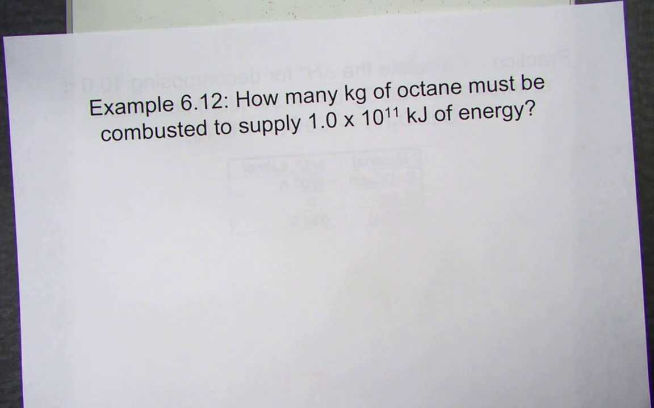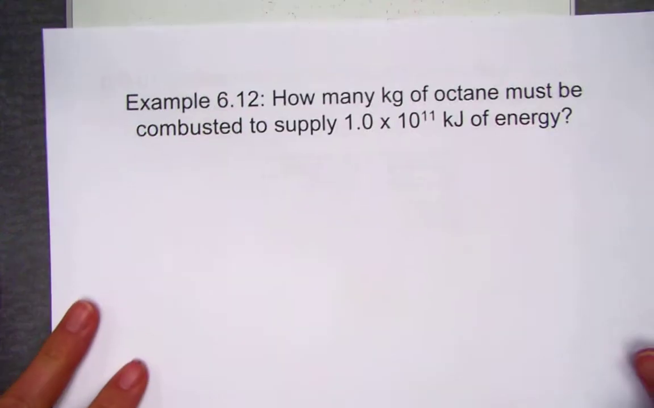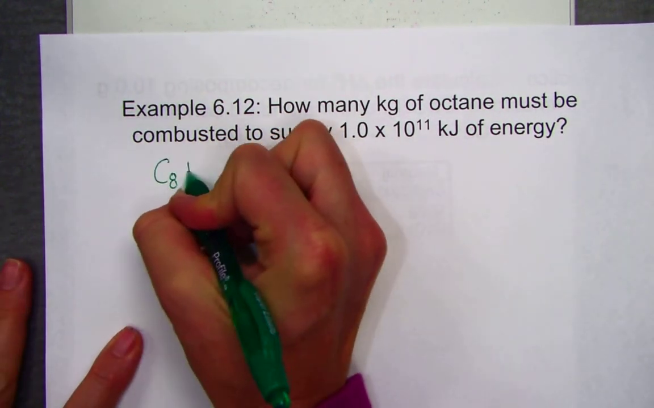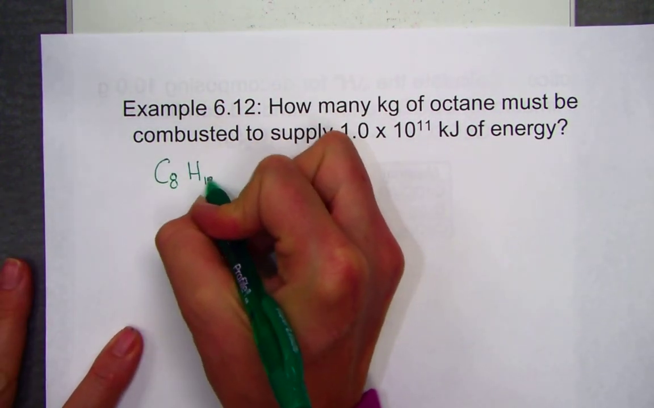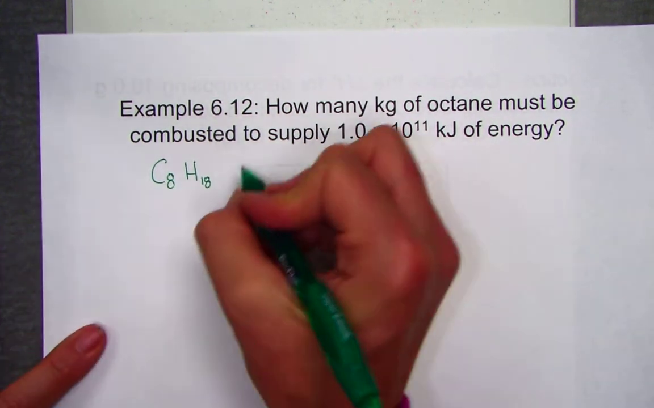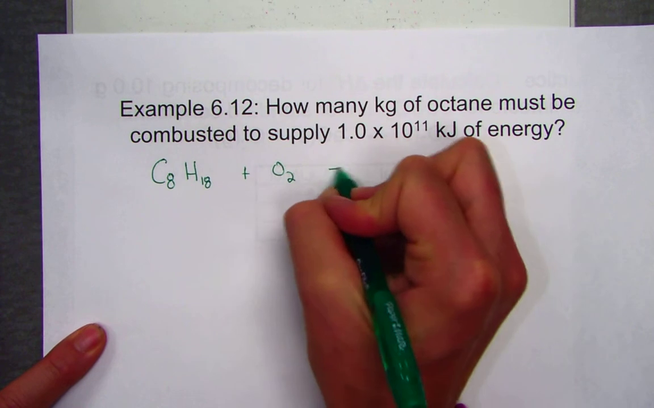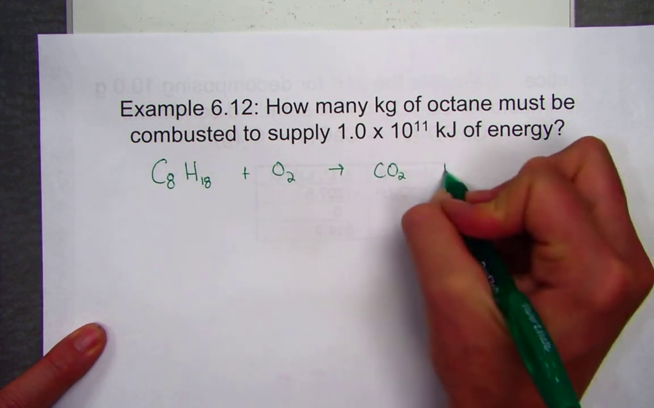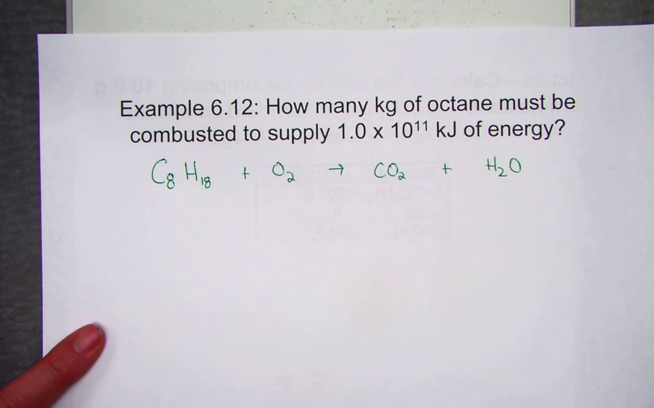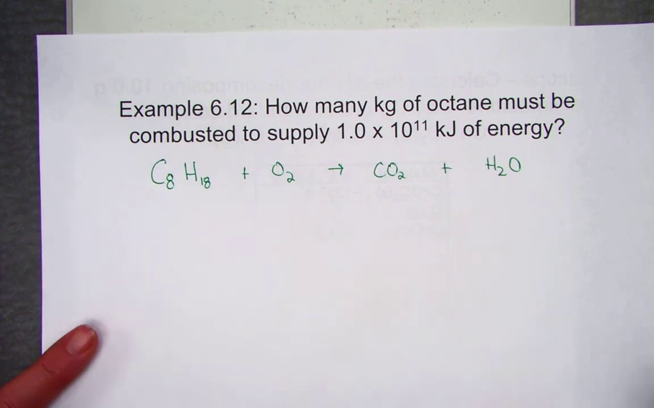How many kilograms of octane, is this on the right slide? Looks like it. How many kilograms of octane, C8H18, that's gasoline, must be combusted? So add oxygen, out comes carbon dioxide and water, to supply 1 times 10 to the 11th kilojoules of energy.